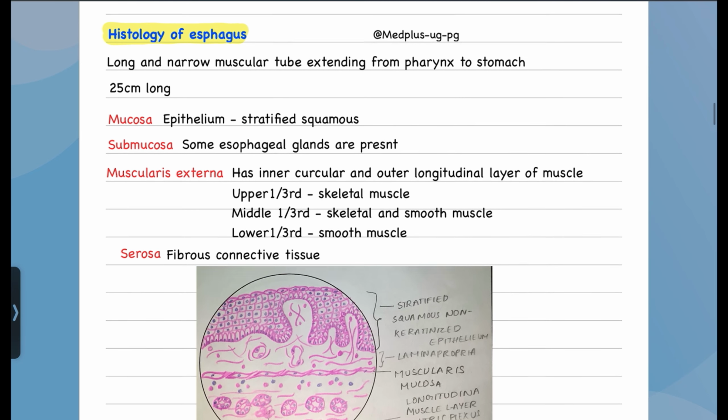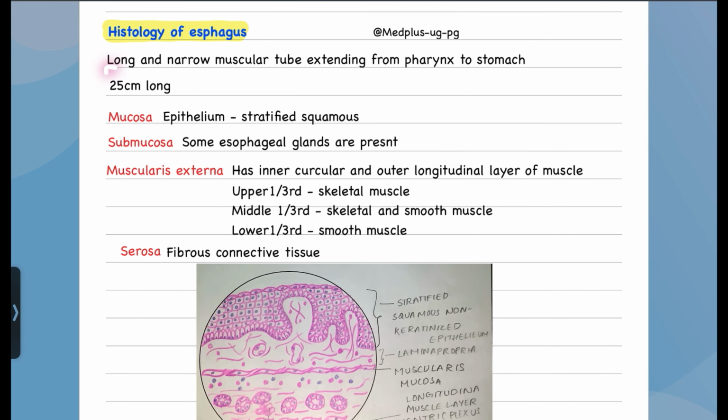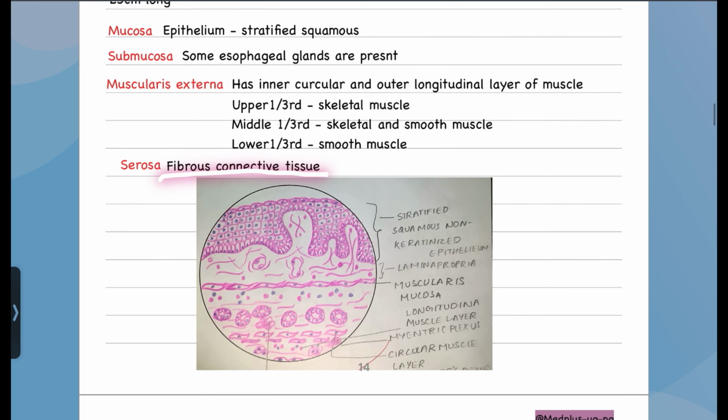Now we will start with the histology of the esophagus. It is a long, narrow muscular tube that extends from the pharynx to the stomach. So it helps in the swallowing of food. The mucosa is lined by stratified squamous epithelium. Submucosa contains esophageal glands. Muscularis externa has an inner circular and outer longitudinal layer, and as we move down through the esophagus, the smooth muscle content increases. We have seen the same thing in the trachea. There also the smooth muscle content increases as we go down. Serosa is made up of fibroconnective tissue.